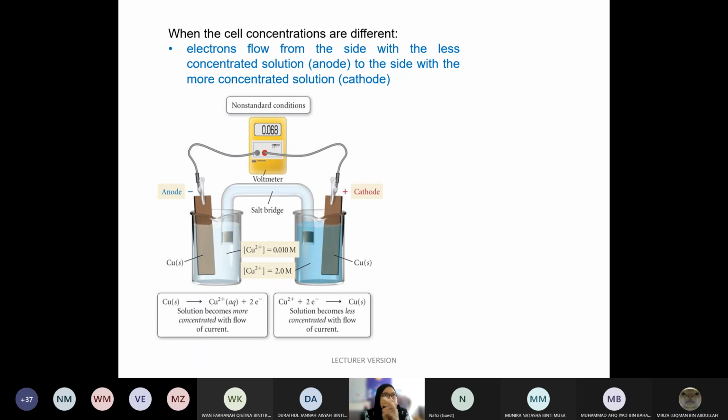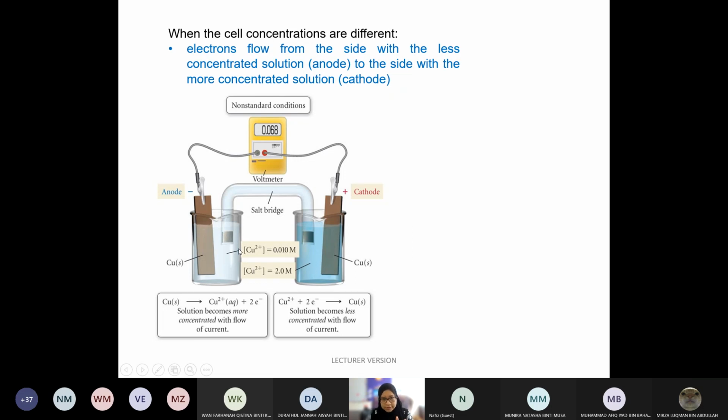What we learned before, with zinc and copper, the electrode itself or the ion itself produces a difference in potential. But in this one, the ion is the same. Yet a difference in potential still exists due to the difference in concentration. So why is it less concentrated at the anode, guys? Why must we place the more concentrated solution at the cathode?